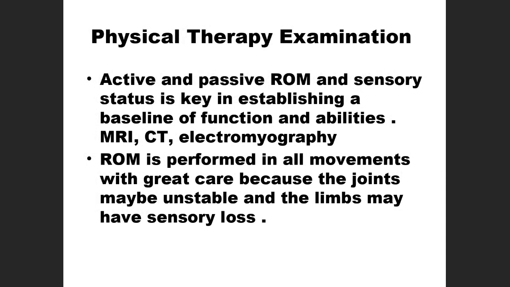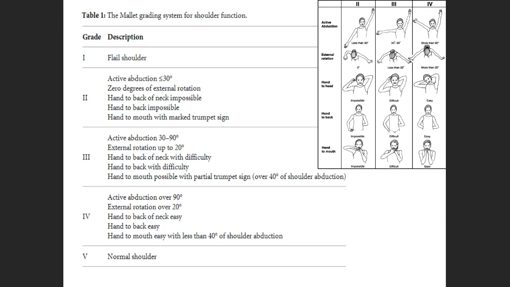In the physical therapy examination, mainly active and passive range of motions and sensory status are key in establishing a baseline of the function and abilities. MRI, CT scan, and electromyography can be done to diagnose the level of injury. Range of motion is performed in all the movements with great care because the joints may be unstable and the limbs may have sensory loss, so you cannot roughly move the upper extremity in all directions.